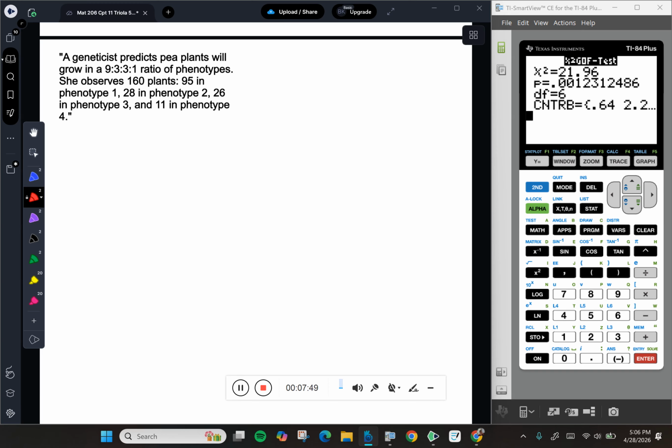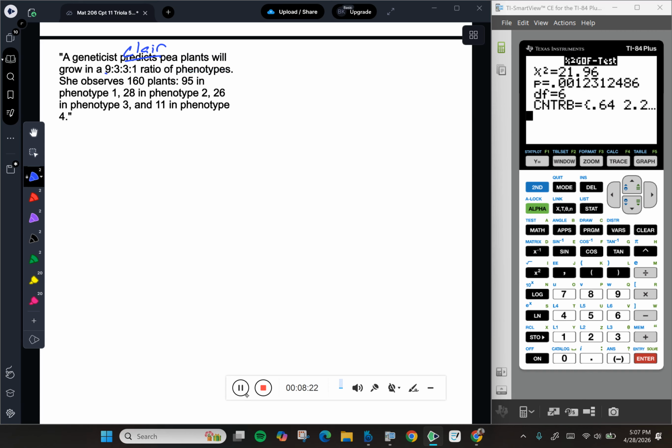All right, so a geneticist predicts that pea plants will grow in a 9:3:1 ratio of phenotypes. Now, depending on how much you know about biology, we can swap out some words here. We can remove predicts and call that our claim. The phenotypes are just the different types of the plants, like maybe green peas or yellow peas or wrinkled peas or smooth peas, the different phenotypes. So they're just the different ways that these things show up.